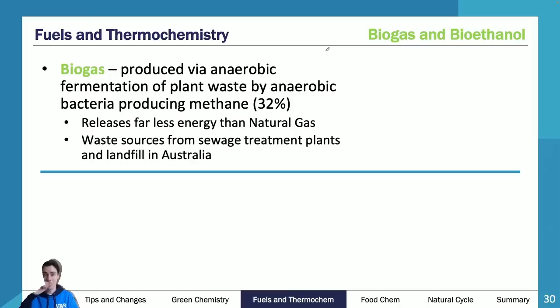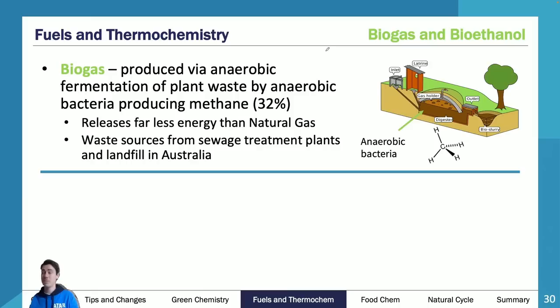So you have biogas. This is produced by anaerobic fermentation of plant waste. Now we are going to talk about anaerobic fermentation in a second, so please don't stress. We'll actually not a second. We'll do it in the natural cycle. So it's probably a little bit away, but that's okay.